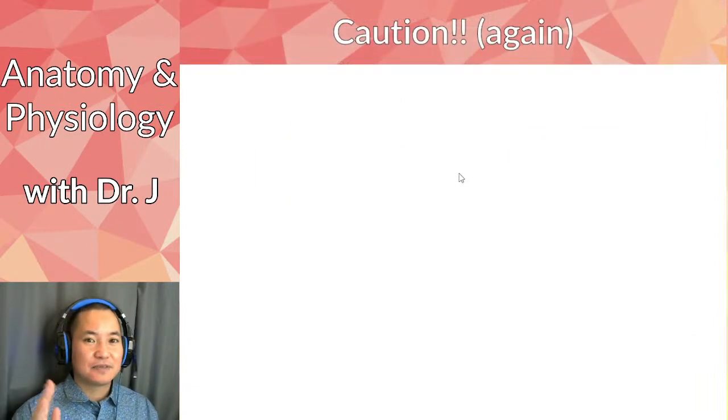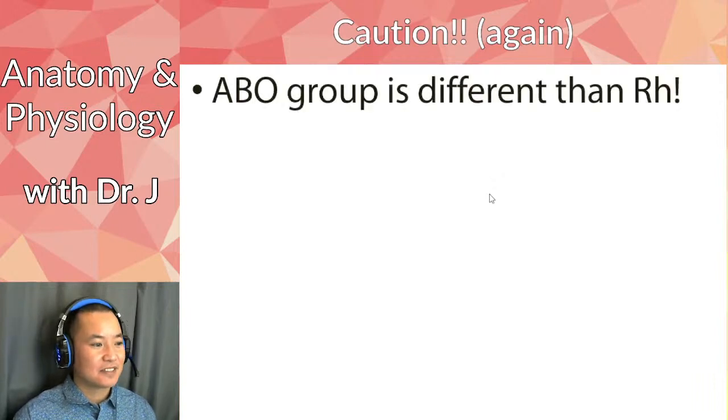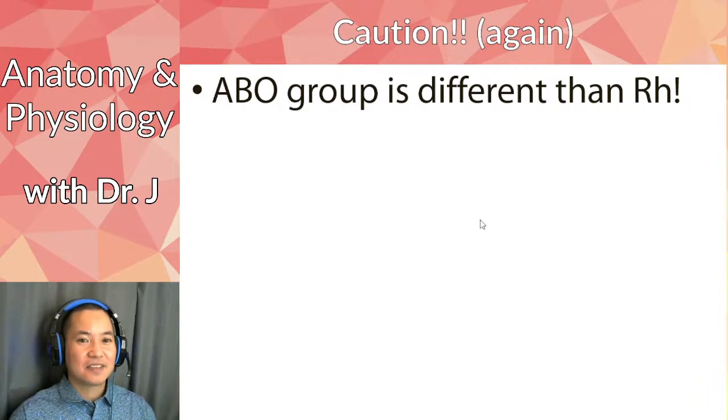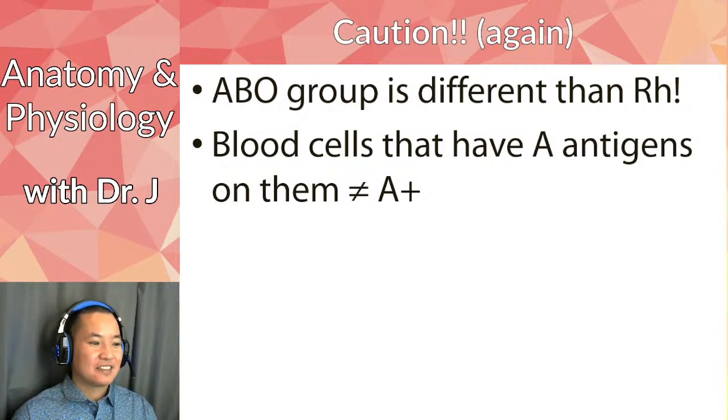Now, this is a common sticking point, and I often see a lot of confusion. ABO is different from Rh. It's not the same thing. Just because you have type A blood does not mean you're Rh positive. Nor does it mean that if you have type O blood, you're O negative. Having A antigens on your blood cells does not mean you're A positive. You're A something, but are you A positive or A negative? It depends on that Rh.